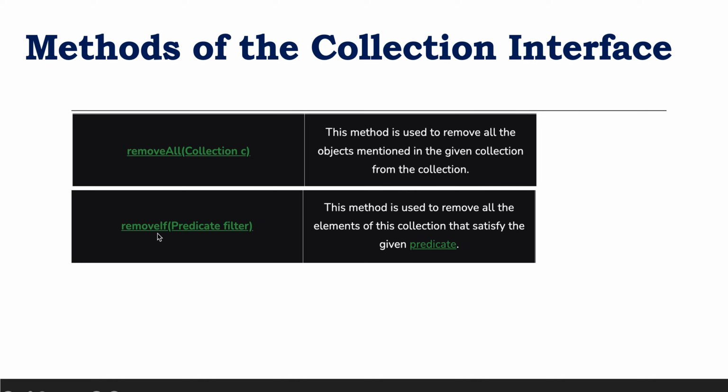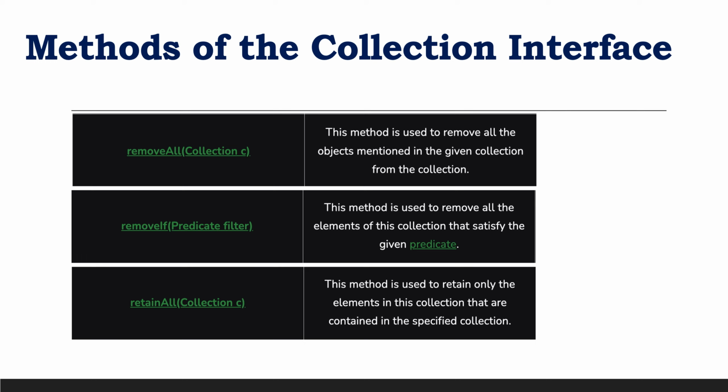Okay, and we have another method called removeIf. As you can see, the name itself is suggesting: remove if. Here is a predicate. This predicate concept also comes under the Java 8 concept. Basically here we need to provide the condition. It is going to remove all the elements of this collection that satisfy the given condition. So it is something like a filter. We will also see this inside the Java 8 concept.